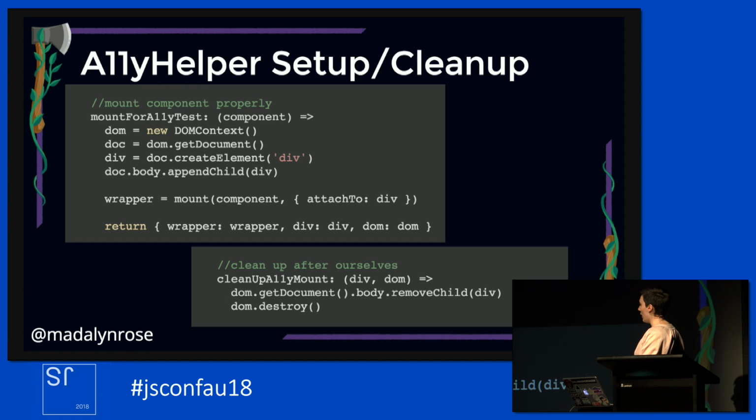It's in a gist that uses JSDOM. And so I create a new DOM, I get the document of that DOM, I create a div and attach it, and then I mount my component to that div. And then I return the wrapper, the div, and the DOM. And I need the div and the DOM so that later I can clean up after myself. Because when you're tweaking the DOM and you're mounting things and then you're changing states, it's important to make sure that all of your tests don't get those side effects. So afterwards, I remove that div from the DOM and I blow it away entirely.